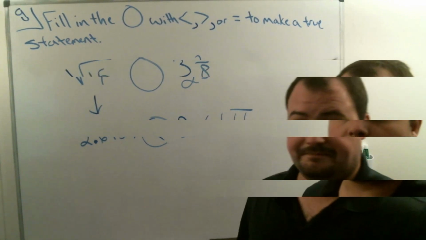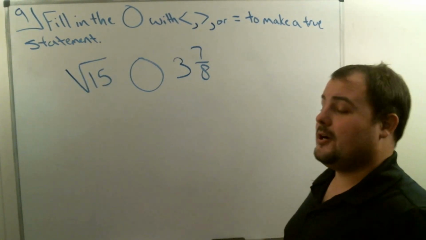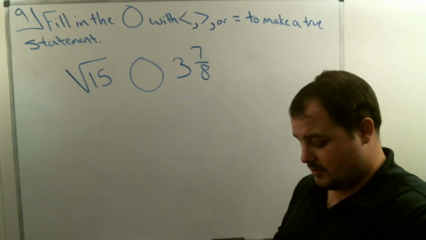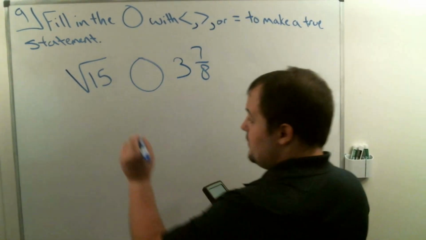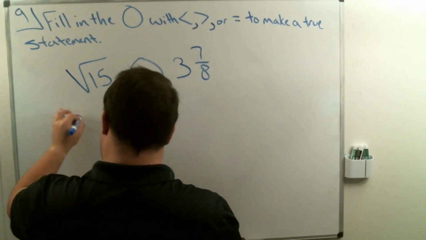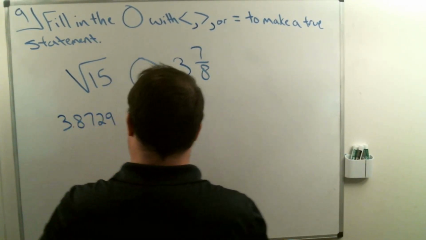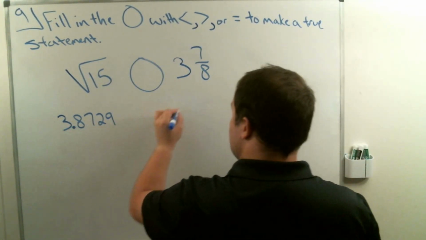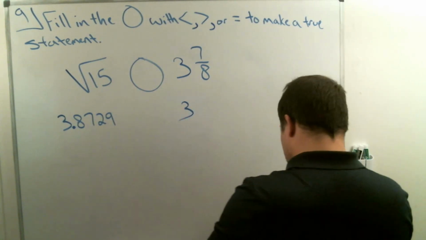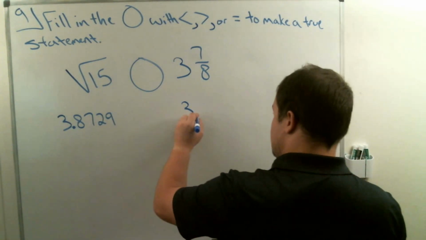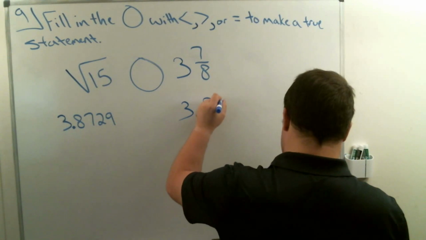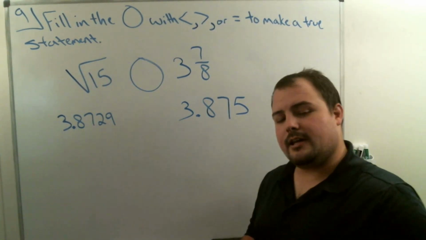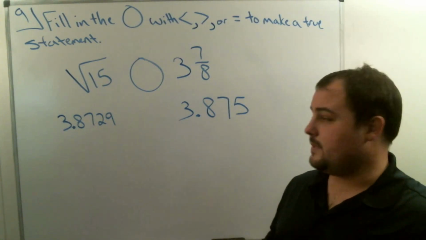Let's do a couple more of these. Alright, example 9. We're going to be comparing the square root of 15 to 3 7/8. So again, I'm going to change the square root of 15 to a decimal. Well, the square root of 15 is 3.8729. And 3 comes down. And I'm going to figure out what 7 divided by 8 is. Well, 7 divided by 8 is 0.875. So now looking at these two decimals, I should be able to tell which one's bigger.